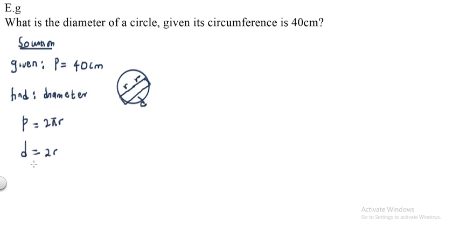So to find our diameter, we need to first find r. From this formula, we are going to rewrite this formula. This formula is P is equal to 2 pi r. We have to make r subject of formula.